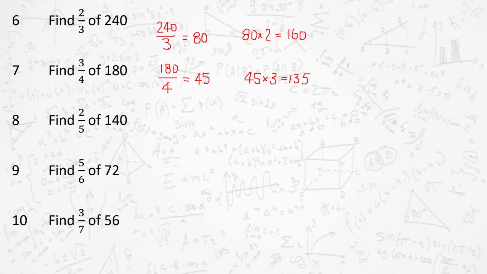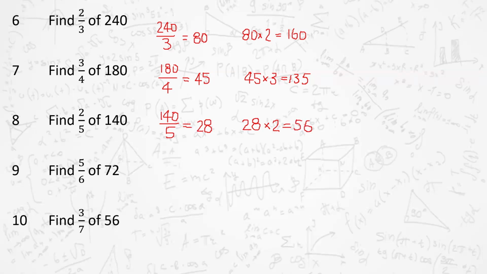Question 8, find 2/5 of 140. So 140 divided into 5 parts. Each part is 28. We need 2/5, so 28 times 2 equals 56.